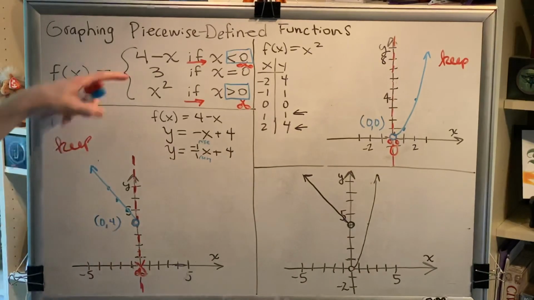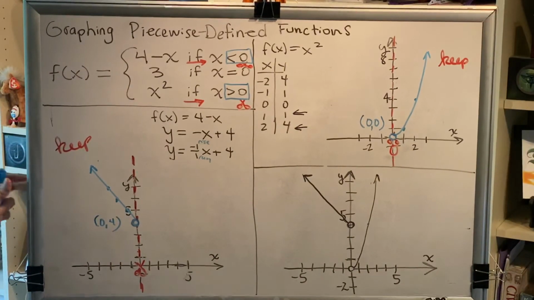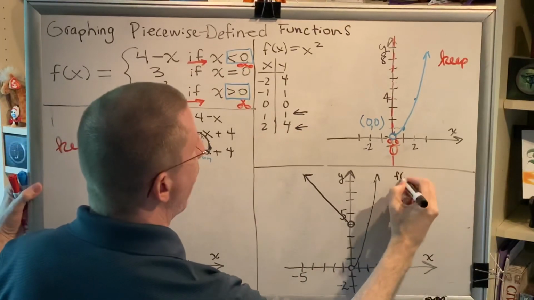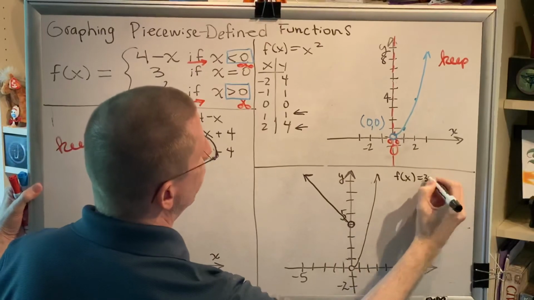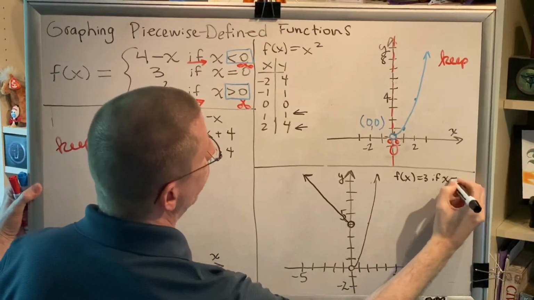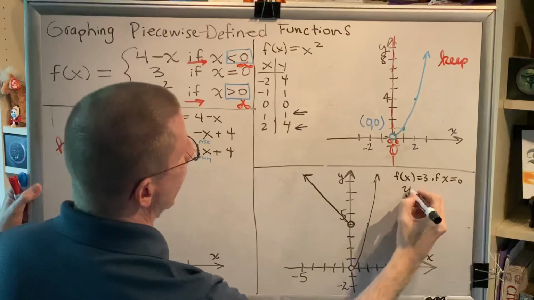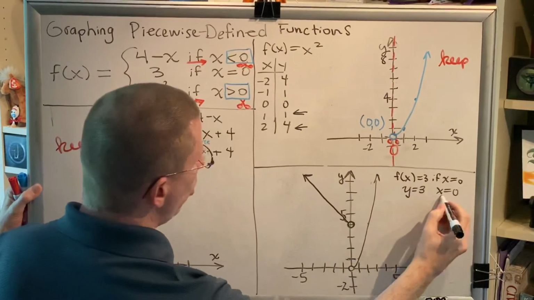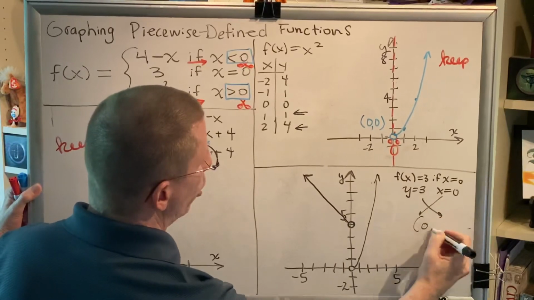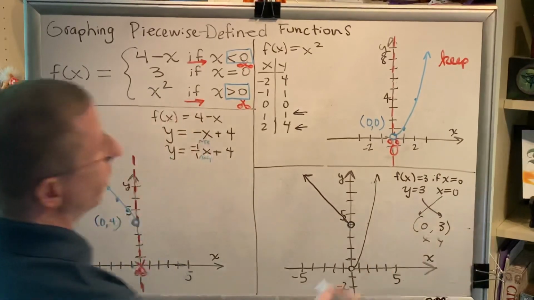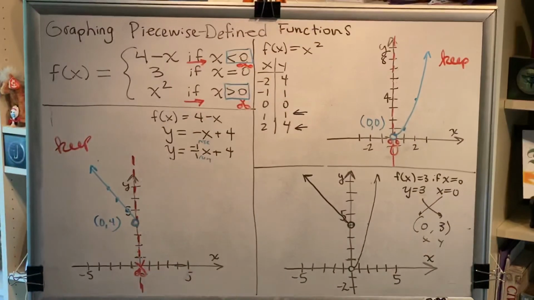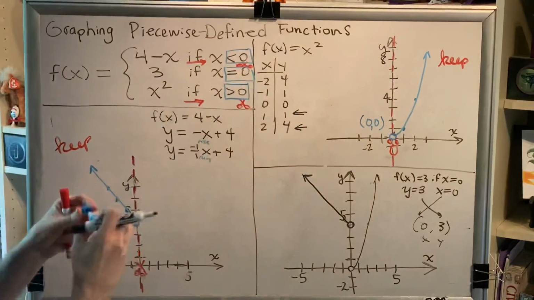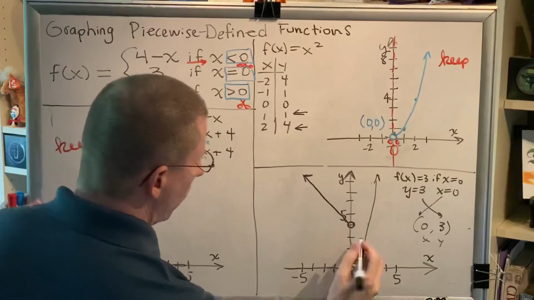Now all we have to do is the middle piece, which is the easiest. The middle piece says f of x equals 3 if x equals 0. Well, remember that f of x is the same thing as y. So what that's really telling you is x equals 0, y equals 3. So make an ordered pair out of it, and you get the ordered pair 0, 3. This is a closed dot because it uses the equal sign, and it goes at coordinates 0, 3.